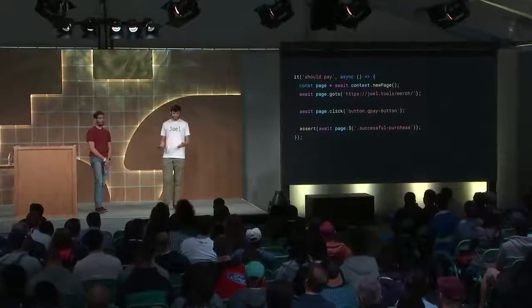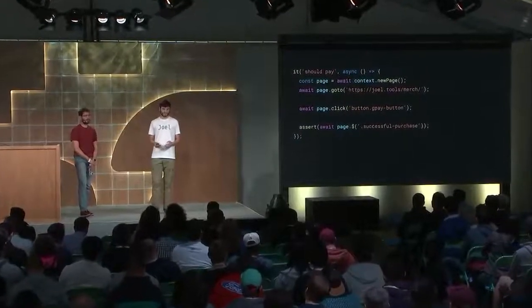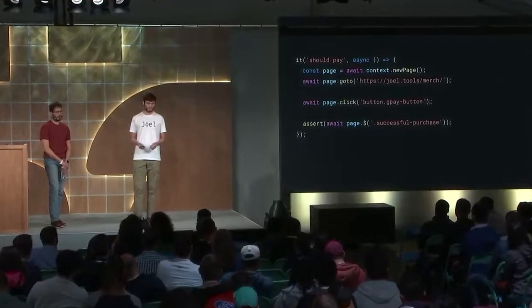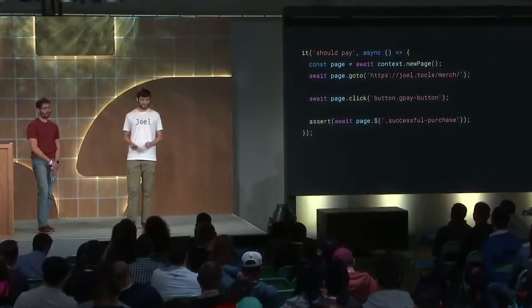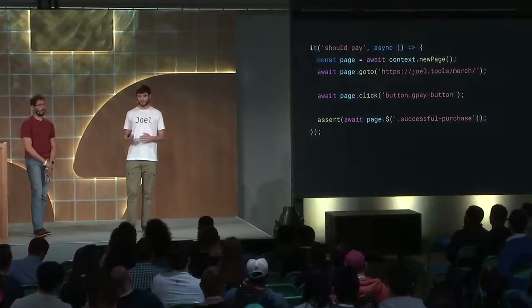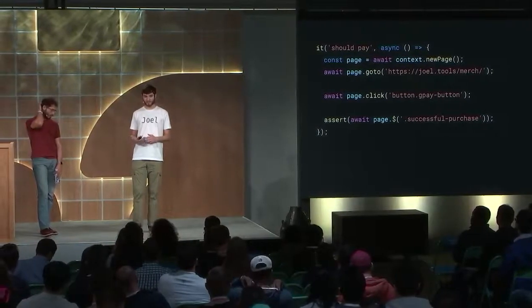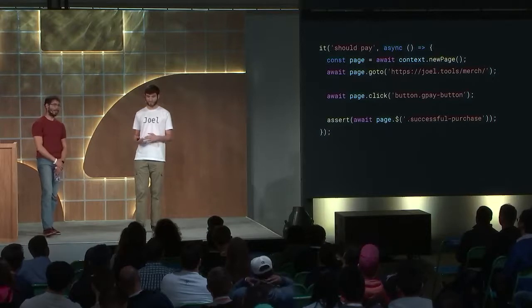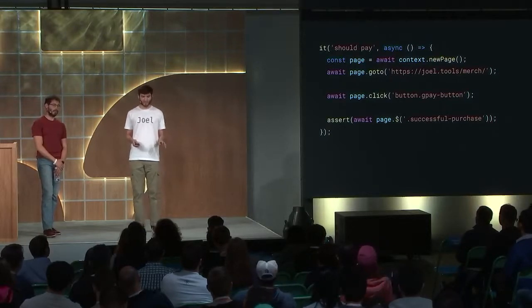So here's a test for my website that checks that I can click the pay button, and then the purchase is successful. But this test is actually flaky. My pay button appears asynchronously after the page load, so sometimes it doesn't appear yet when I try to click it. And sometimes my purchase hasn't completed when I check for the successful purchase button. So this test right now fails about 70% of the time.